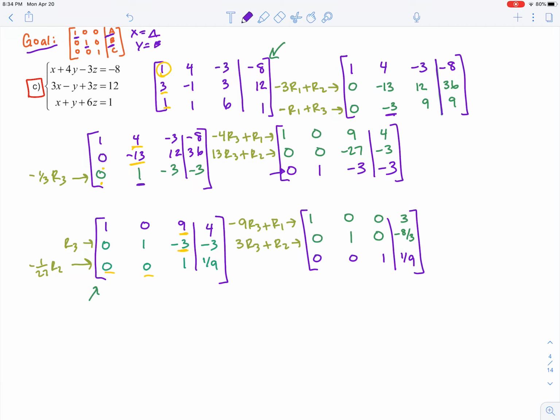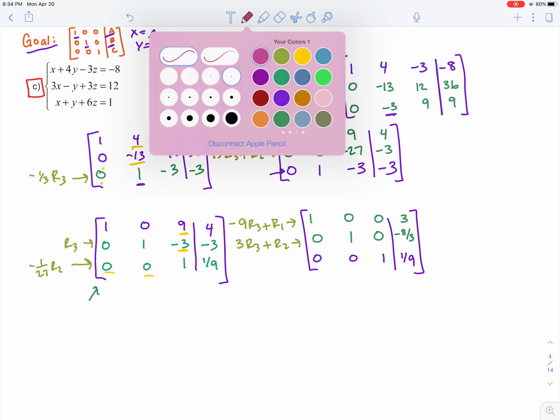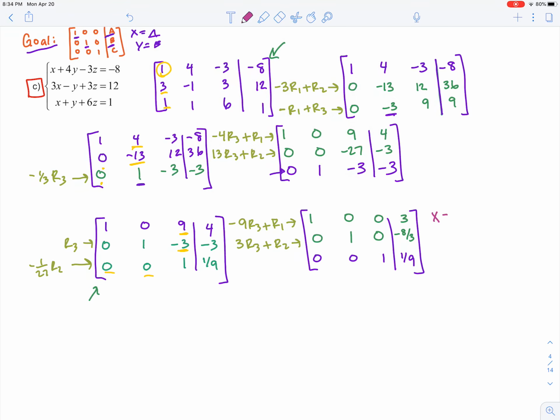This is now in reduced row echelon form, and now we can just translate it back to equations to get the solutions. So from this first row we get x equals 3. From the second row we get y equals -8/3. And from the third row we get z equals 1/9. And if you want to, you can write it as a Pythagorean triple. Instead of an ordered pair, there's now 3 solutions.